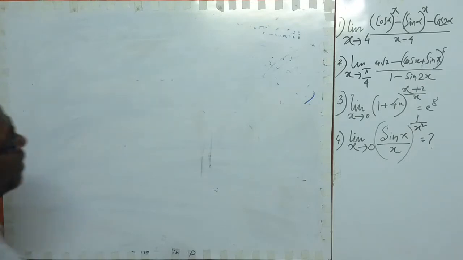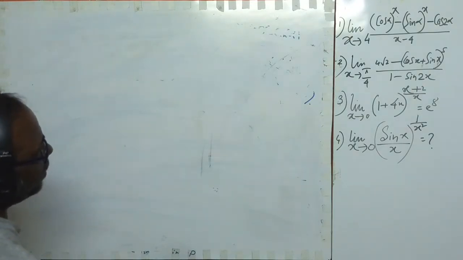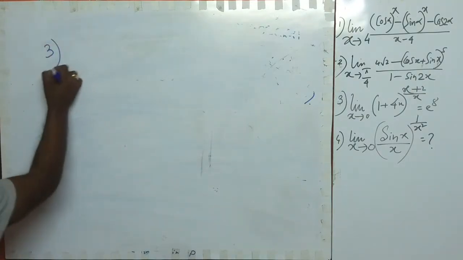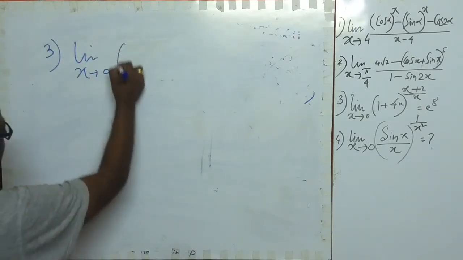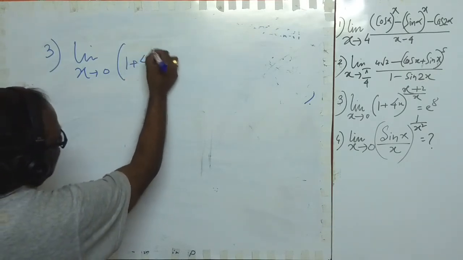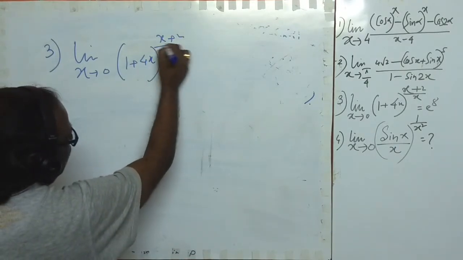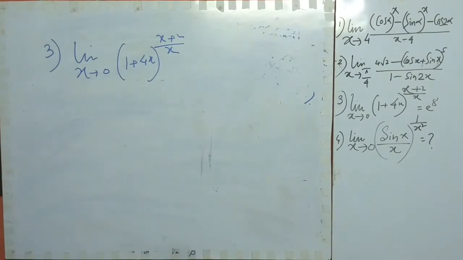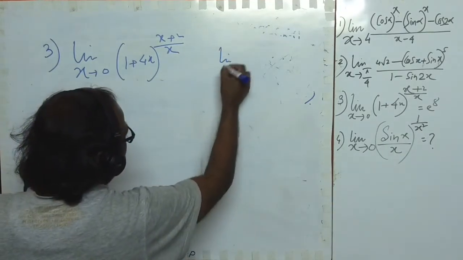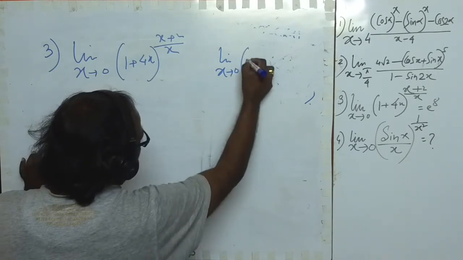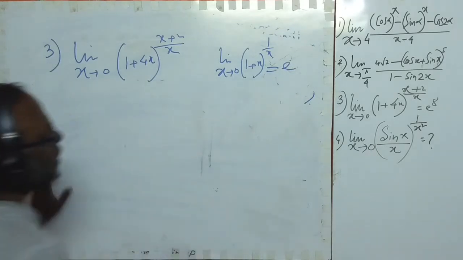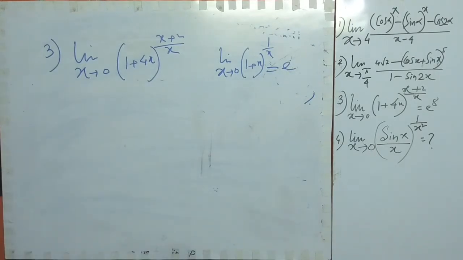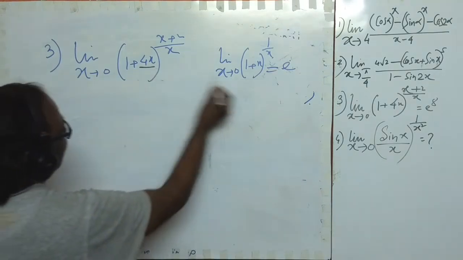I went to question number 3. Question number 3: limit x tends to 0 of (1 plus 4x) to the power (x plus 2) by x. And the standard formula for that: limit x tends to 0 of (1 plus x) to the power 1 by x is equal to e. So here is 4, here is x.